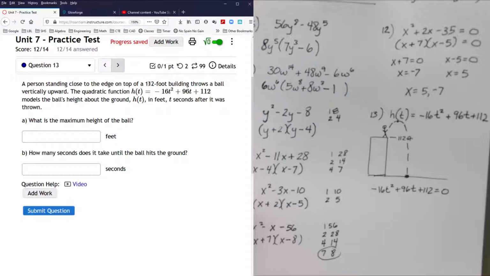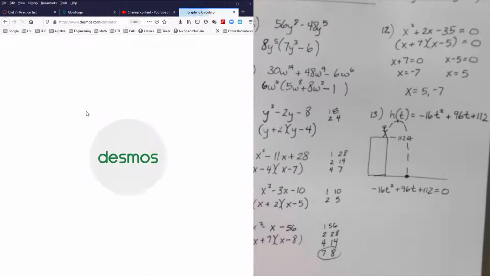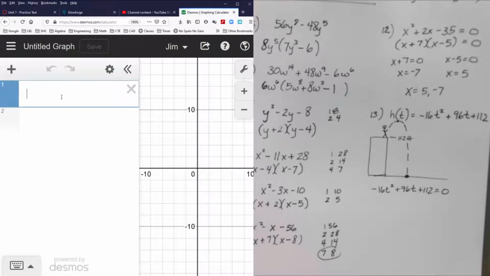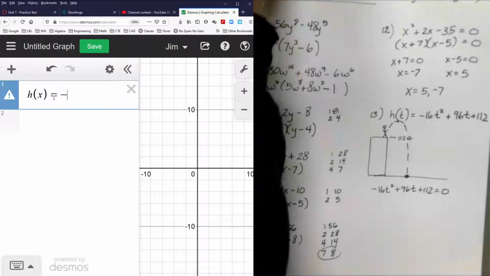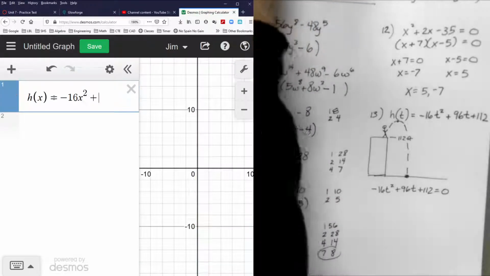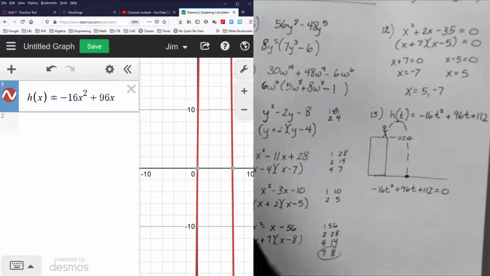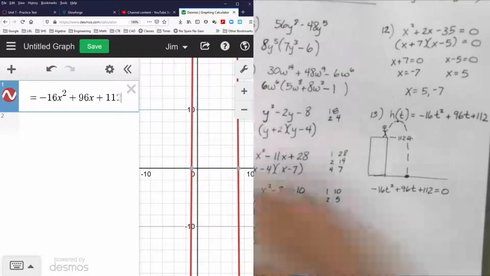All right, so there's a number of ways to solve this. The easiest way is simply to graph it. So I'll go to Desmos and bring up the graphing calculator. I'll put this equation in. I'm going to use h of x instead of t, but it works the same here. So I've got negative 16x squared plus 96x plus 112. Oops, get that parenthesis there.